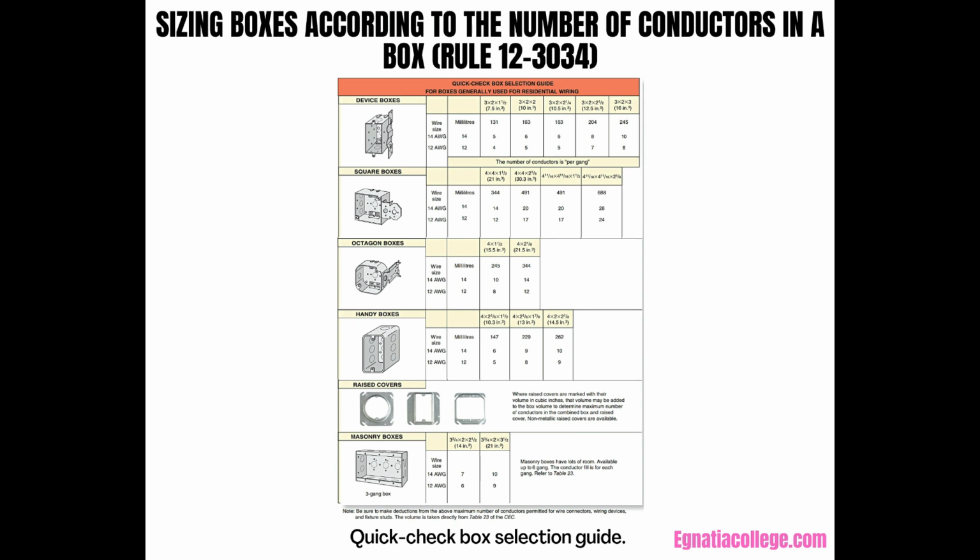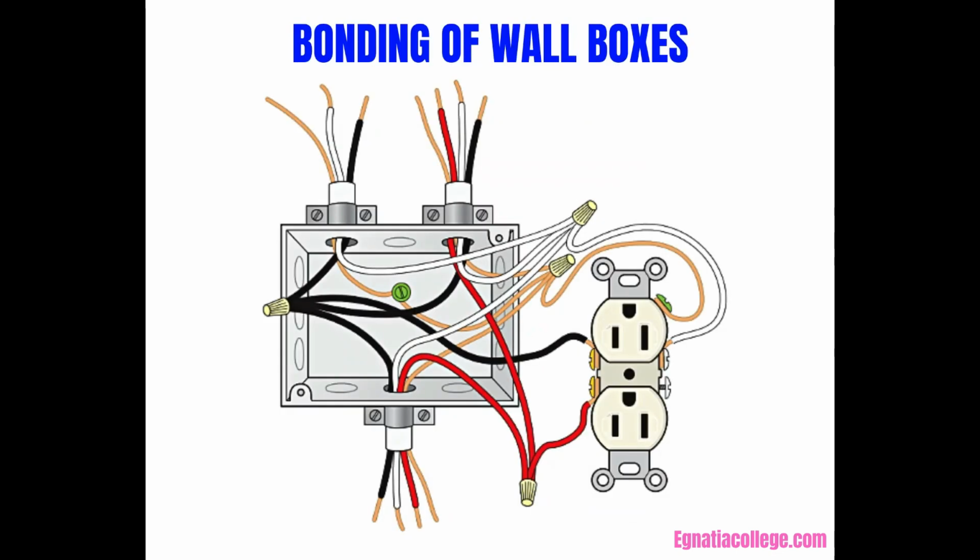Use the volume of the box plus the space provided by plaster rings, extension rings, and raised covers to determine the total available volume. If the box contains one or more devices, such as fixture studs or hickeys, the number of conductors permitted in the box shall be one less than shown in Table 23 for each type of device contained in the box. Bonding of wall boxes.